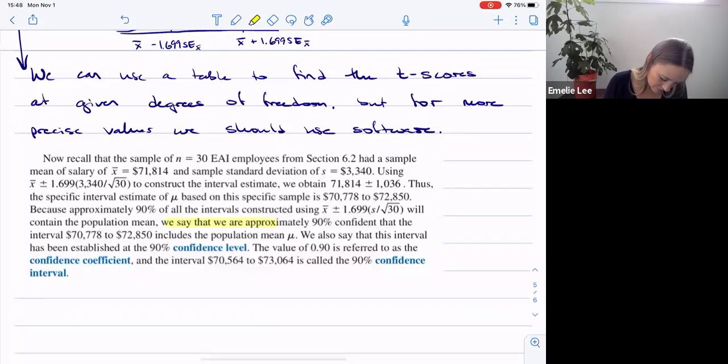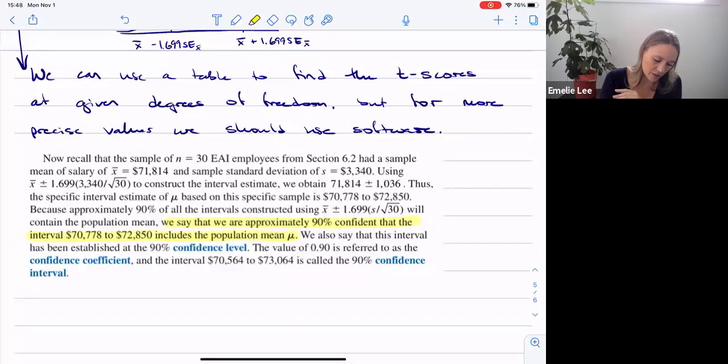And because we built a 90% confidence interval, we can say that we're approximately 90% confident that the interval from here to here, from the lower bound to the upper bound, includes the population mean. We still don't know what it is, but now we're saying, hey, we're 90% confident it's somewhere in here, right? We don't know it, but we've got a pretty good idea.